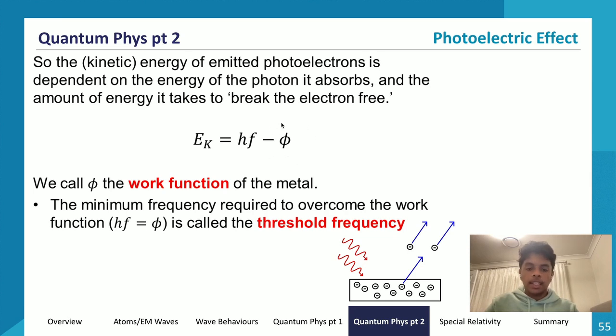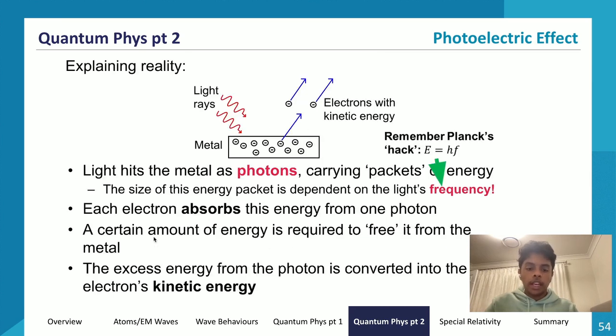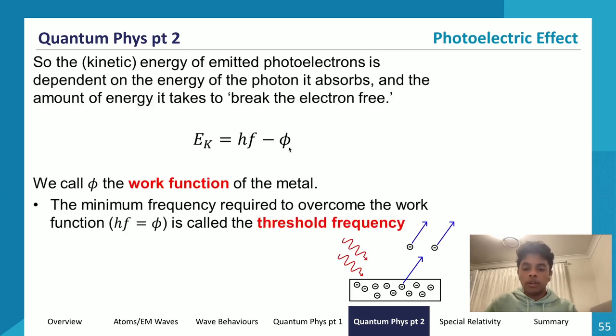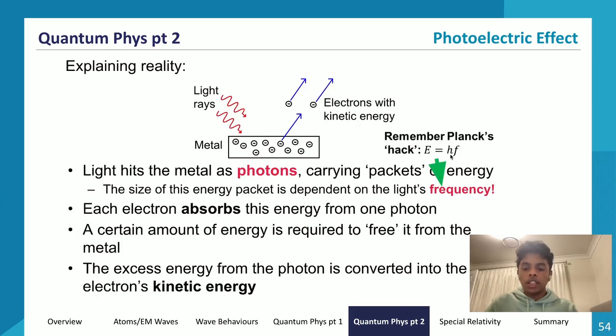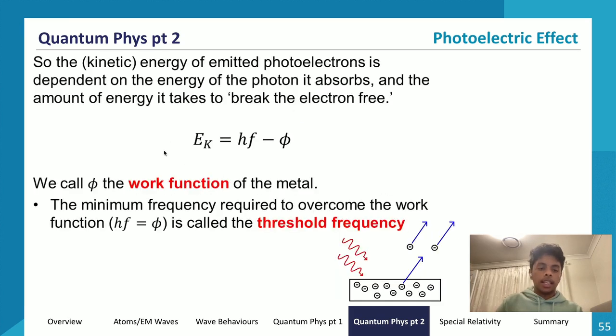It is basically the amount of energy, or like the threshold energy, that is required to free it from the metal. So we subtract the work function of the metal from the energy we supply from the photon to find out the excess energy, and that excess energy is then what we have as kinetic energy.